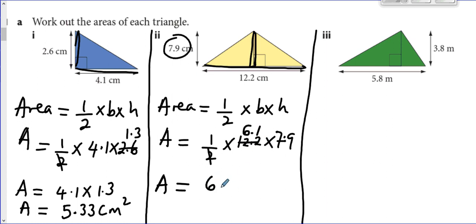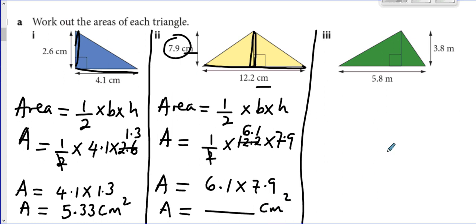So the area will be 6.1 times 7.9. The answer you get, you can use the calculator to multiply 6.1 times 7.9. The answer you get will be centimeter times centimeter, which will be in centimeter square. Okay, I hope that is clear.